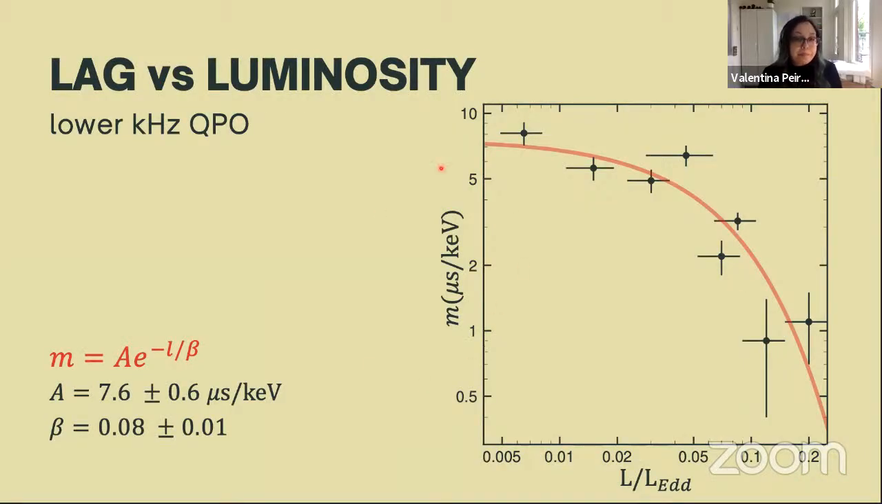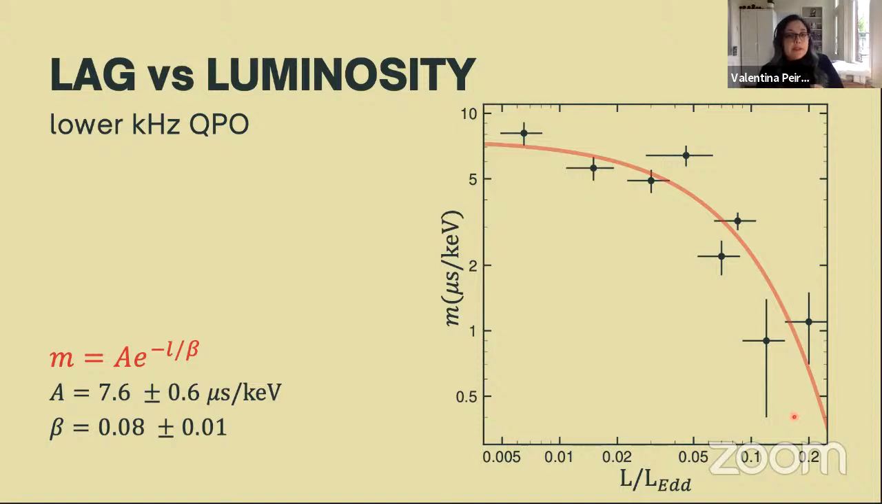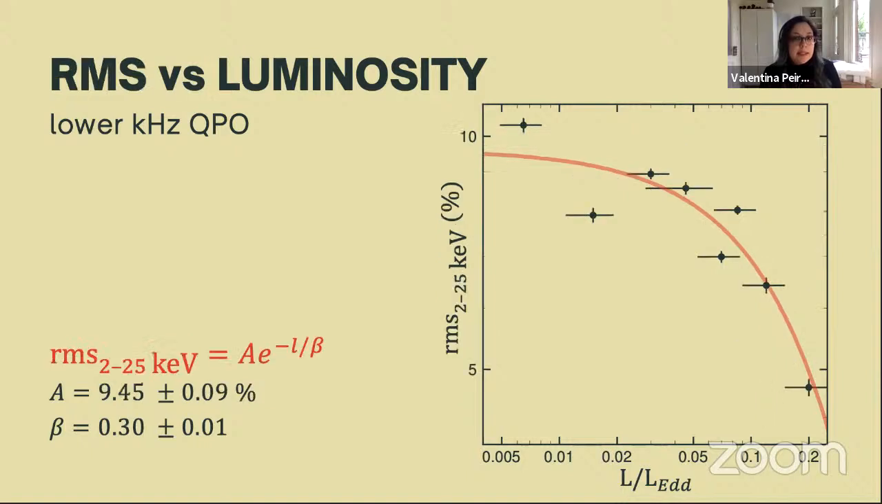This is the slope of the lag spectrum versus the luminosity. When I say slope of the lag spectrum, I basically mean the slope of this fit that is here in the figure that I showed before. And when we compare it to the luminosity, we see that it decreases exponentially with increasing luminosity. And we see the same with the total RMS amplitude. Total RMS amplitude also decreases exponentially with luminosity, which is very, very interesting.